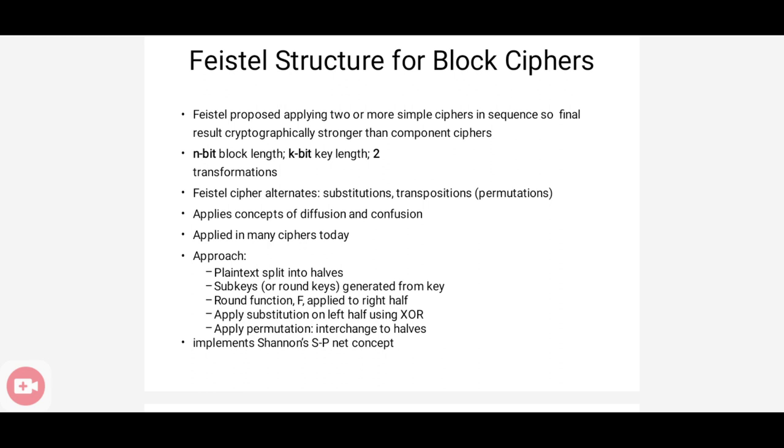Clear? These sub keys are known as round keys. That means each key is used for a round. And we use a round function f. That function is only applied to the right half of the plain text. Next we apply substitution on the left half with XOR. Also we apply permutation, that means switching or interchange of the two halves. So actually this Feistel structure implements the Shannon SP network or SP net concept.